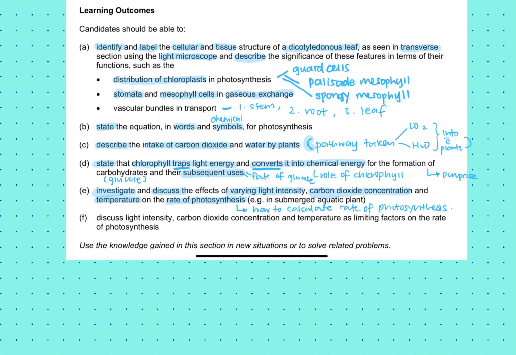Based on the experiments, you should be able to suggest steps for how you can actually do it. And the next one is about discussing light intensity, carbon dioxide concentration and temperature as limiting factors on the rate of photosynthesis. Simply put, it is referring to the graph questions that you are looking at, whereby the factor is here and here is your rate of photosynthesis.